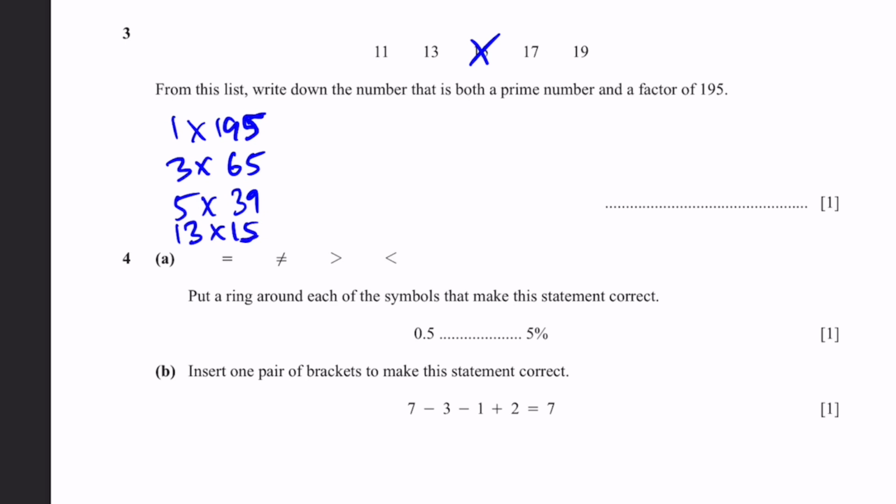And 13 is a factor, right? That's a number over here. So 13 is the answer. There's no other number out of these which is both prime and factor 195. 15 is not prime, so it can't be the answer.